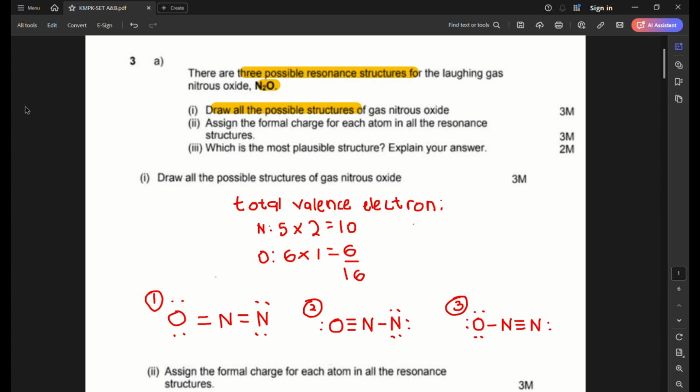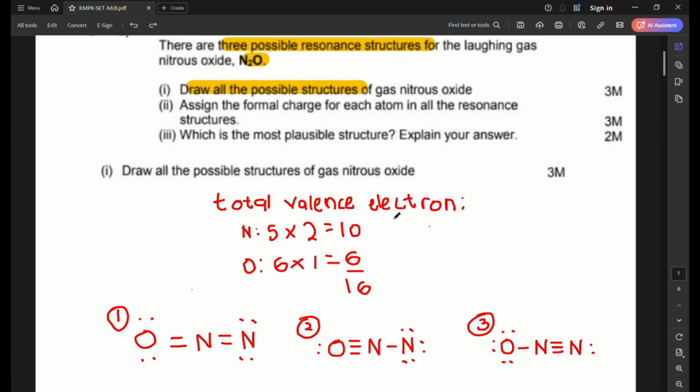If you want to draw a Lewis structure, you of course have to start with the total valence electrons. Nitrogen has 5 valence electrons, and the molecule has 2 nitrogens, so 5 times 2 is 10. Oxygen has 6 valence electrons, and the molecule has 1 oxygen, so 6 times 1 is 6. So 10 plus 6 is 16, so there are going to be 16 total valence electrons in that structure. I'm going to start here first, with O and N.